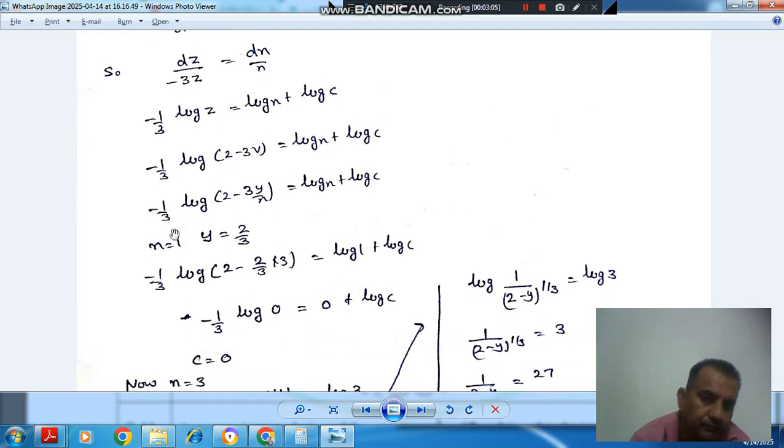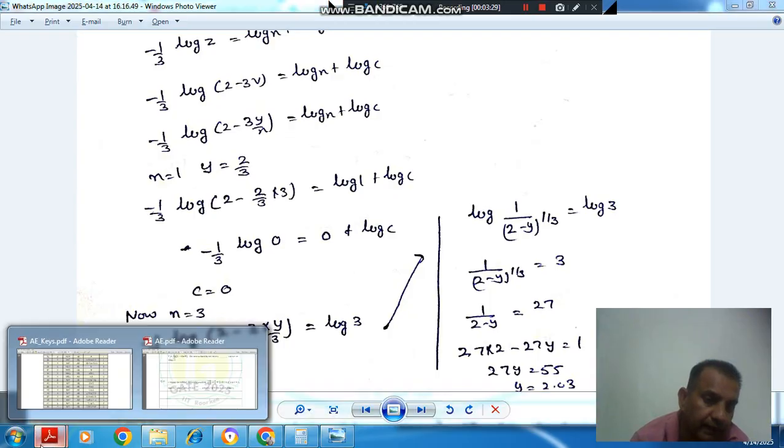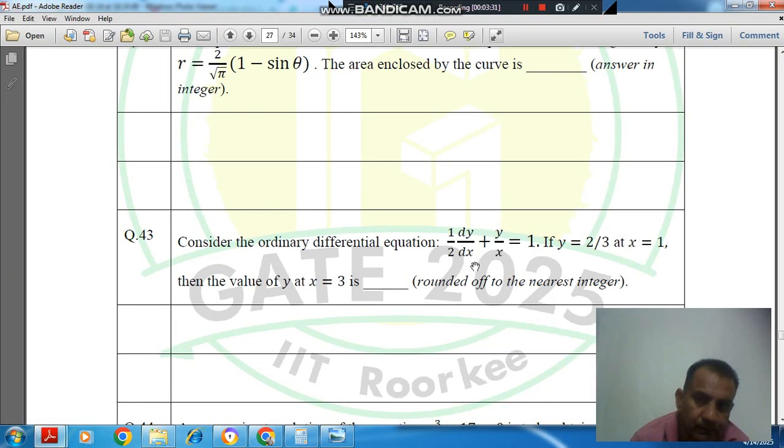And now according to the given condition, x is 1, y is equal to 2/3. Put x = 1 and y = 2/3. So this will become 0, and this will become log 1, which is also 0. So log c will come out as 0, or c comes out as 0. Now according to the question, we have to find out the value of y at x equal to 3.